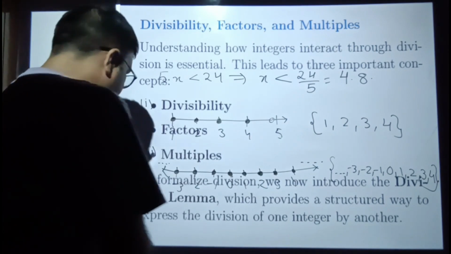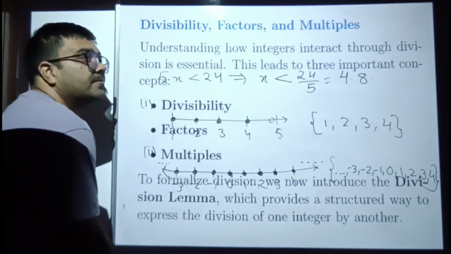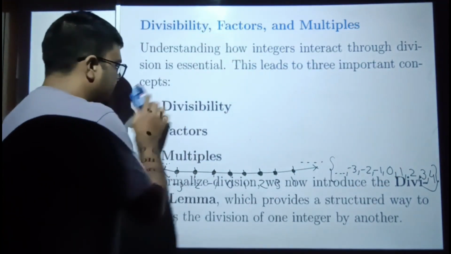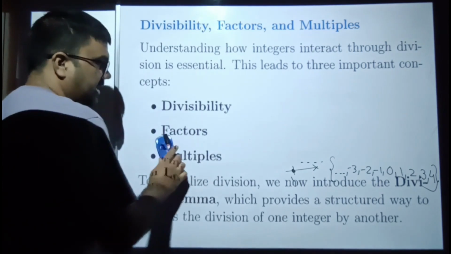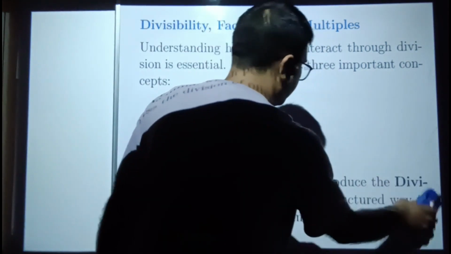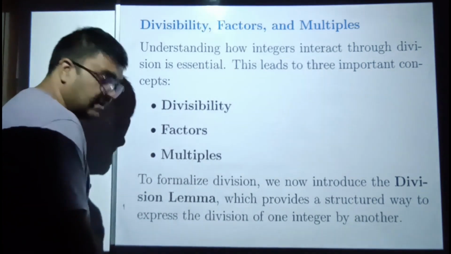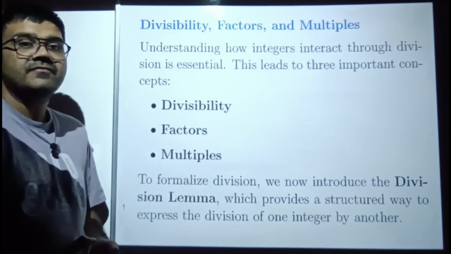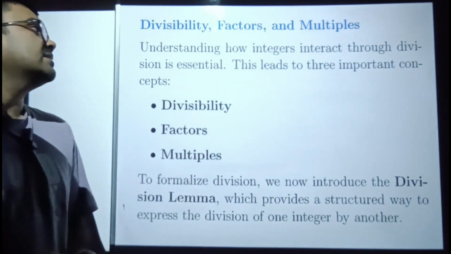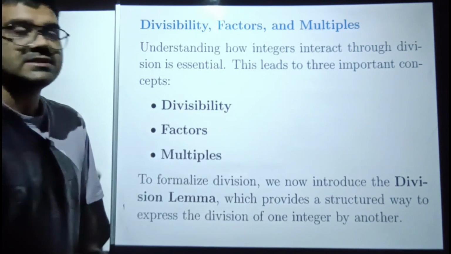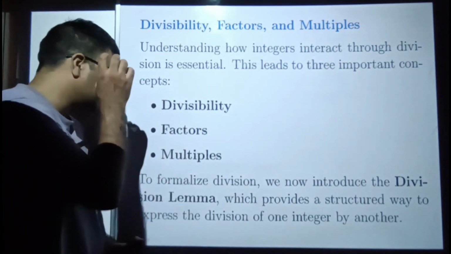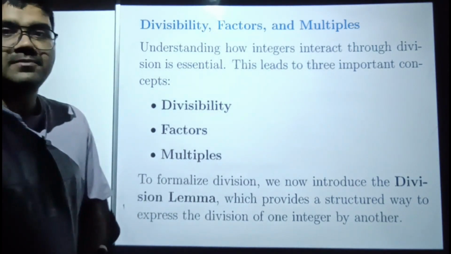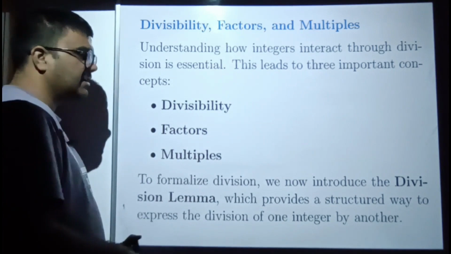Now we have already seen that the integers are closed under addition, subtraction and multiplication. So what operation are we left with? It is division. So let us look at some facts about the integers and how they interact through division. To understand this, we have three terms that we need to understand. First is divisibility, second is factor, and third is multiple. To understand these terms, we start with the division lemma.